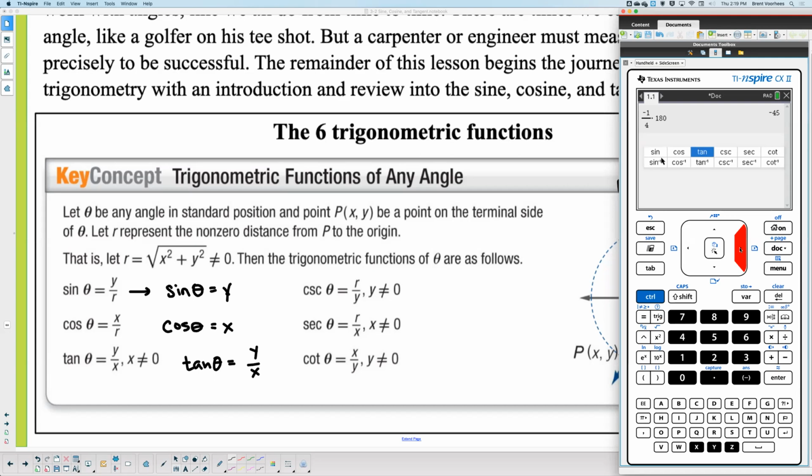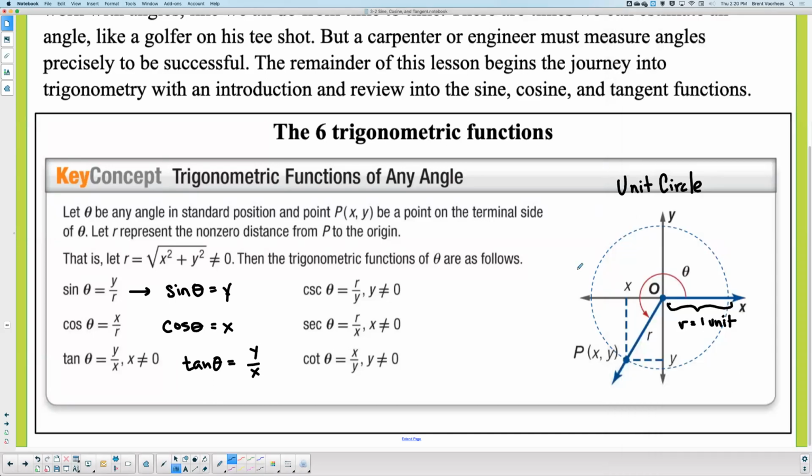Sine is y, cos is x, tangent is y over x. That's the order. Y first, x second. Sine, cosine, tangent. If you get messed up in your brain, just press the trig button and you'll see them in order right there in your calculator. So one more time, sine is what? Y. Cos is? X. Tangent is? Y over x. Okay, now that's on a unit circle.